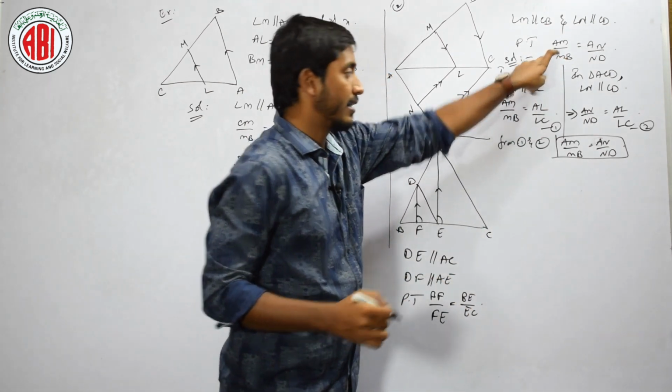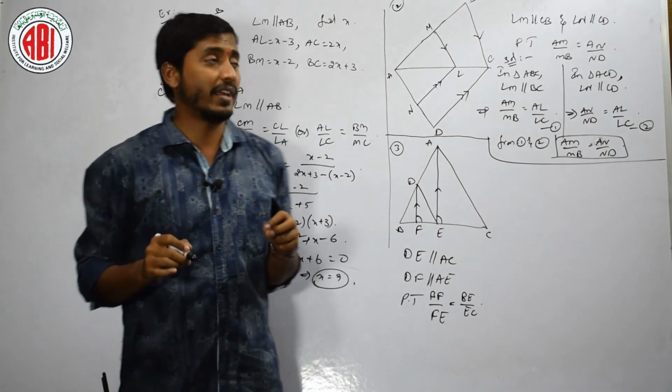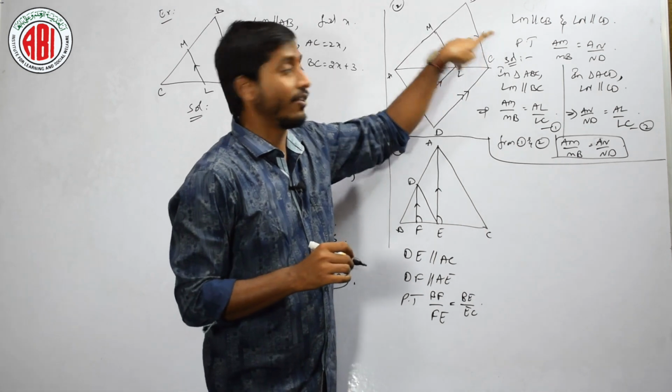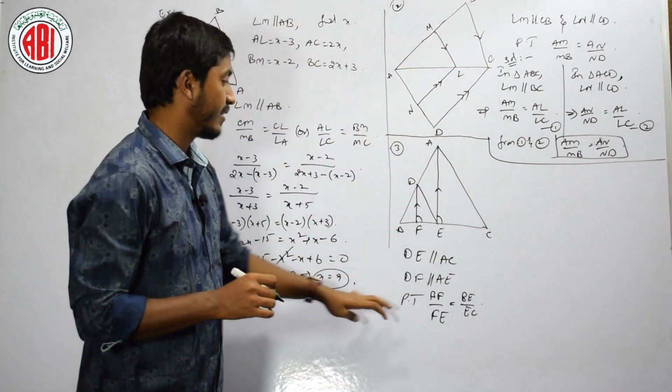Isn't it? Did you understand? That is a proof. What is that you have to remember here? The only condition is when the line is parallel to another side, you have to write the condition, right? Let us check this third sum.